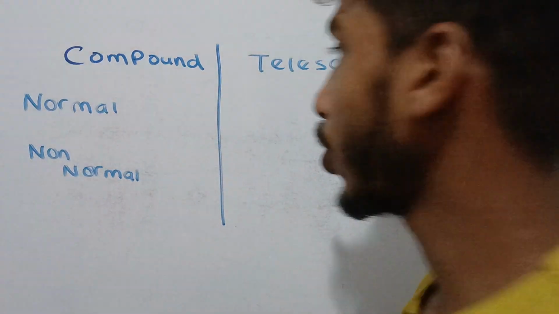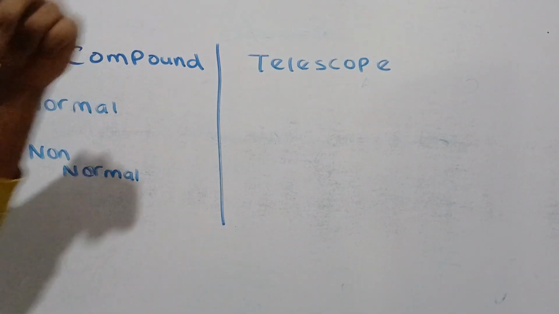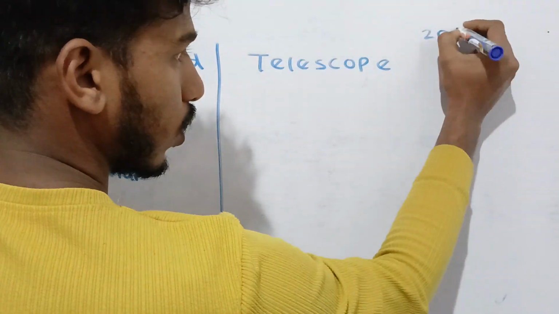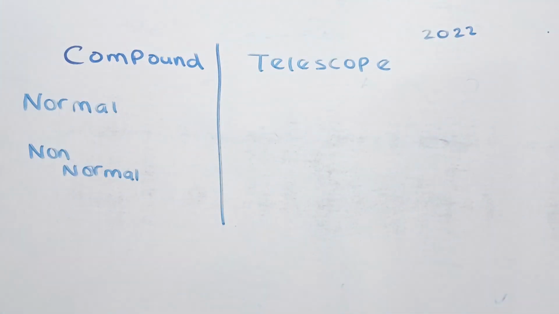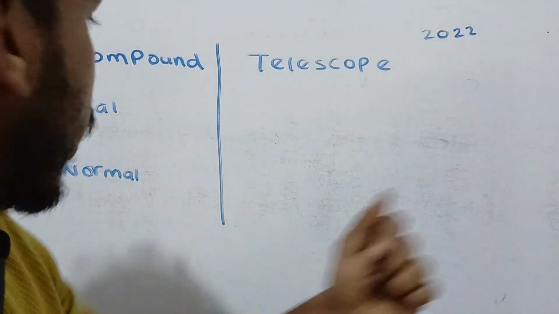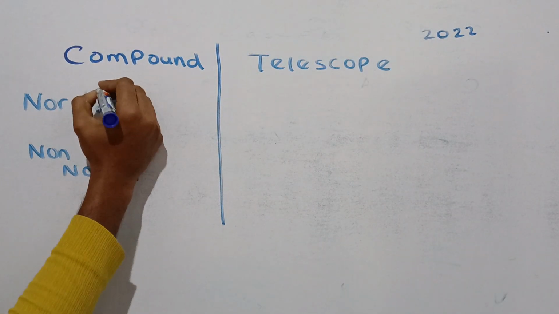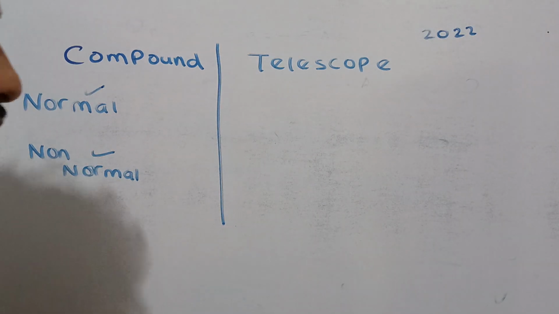Okay, so in here let's just look at the compound microscope and telescope, because it was a question last in 2022. So we have some amount of possibility on that. Before we go to the ray diagram of it, we must get a clear understanding of these adjustments. We have two adjustments, named normal adjustment and non-normal adjustment.